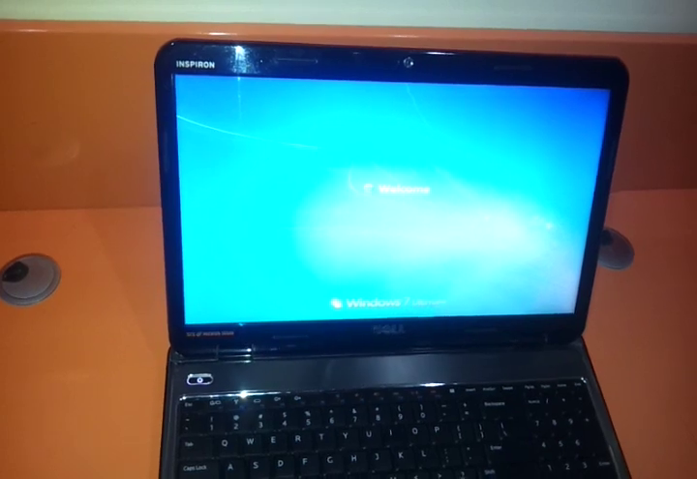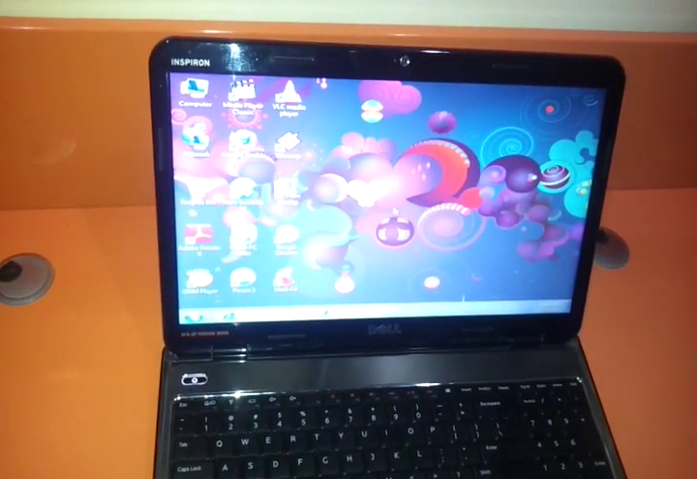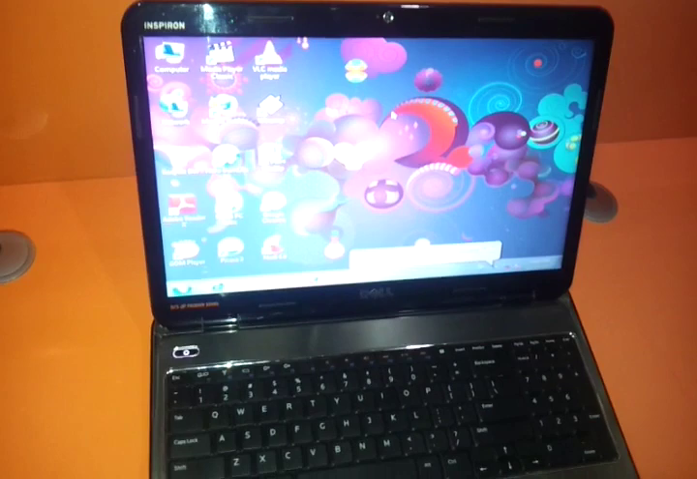This is the hardware upgradation for a Dell Inspiron 15R or a 14R notebook that you want to do hands-on.